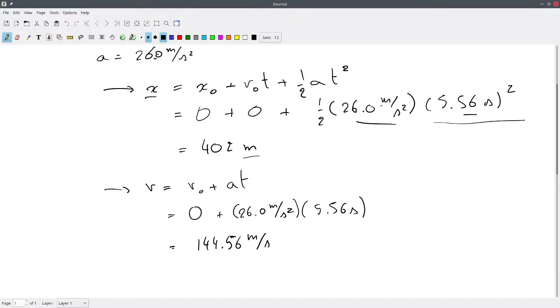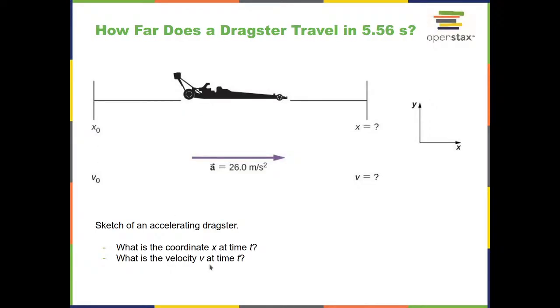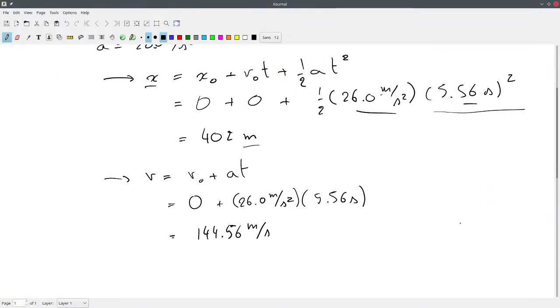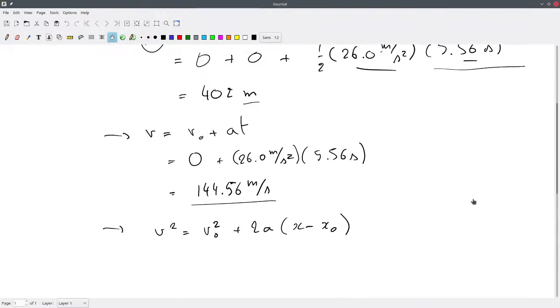So now let's say in this problem we first calculated the velocity. Could we calculate the coordinate x from that as well? So let's look at if we wanted to calculate x from the velocity that we obtained first. So we would be using a different formula. We could be using v squared is v0 squared plus 2a times x minus x0.